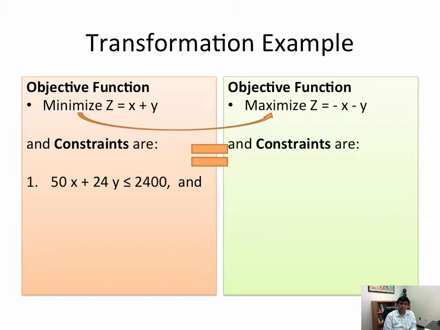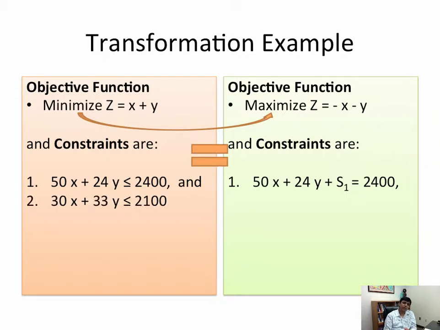Again, we said that our constraints will not have inequalities, they will have equalities, and we also talked about a slack variable. So that means we have to add a slack variable, we call it s1, and we have 50x plus 24y plus s1 is equal to 2400. Similarly, if we have a second constraint, which is 30x plus 33y is less than equal to 2100, that transforms to 30x plus 33y plus s2 is equal to 2100.